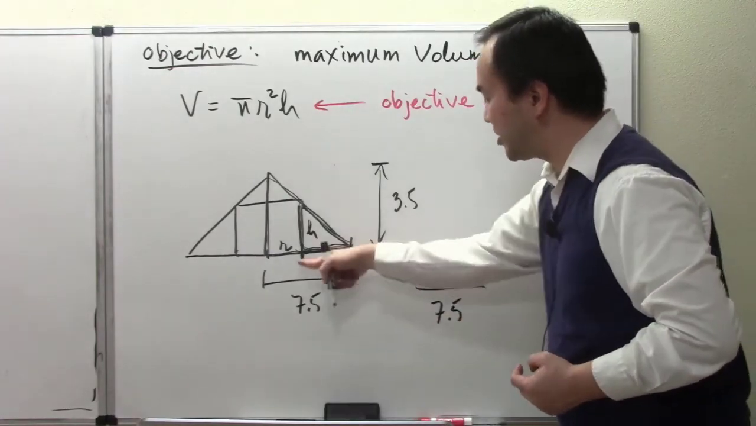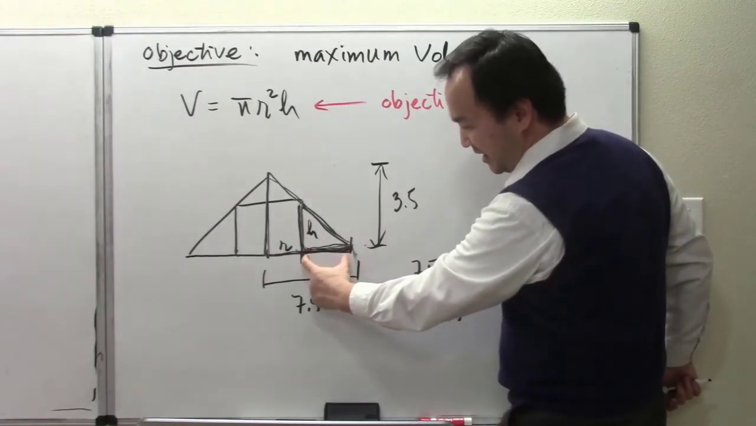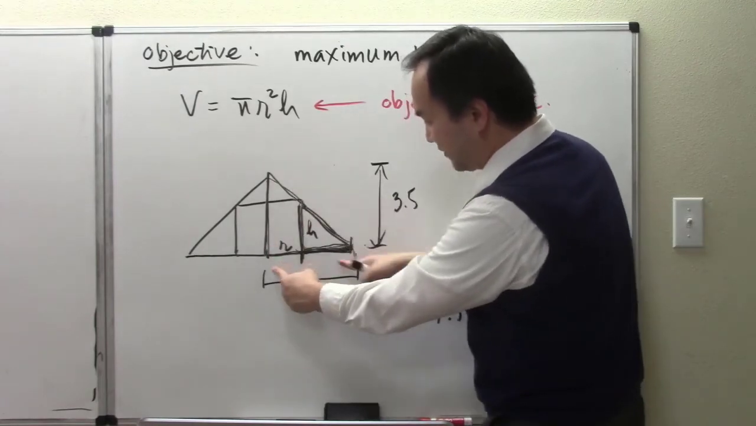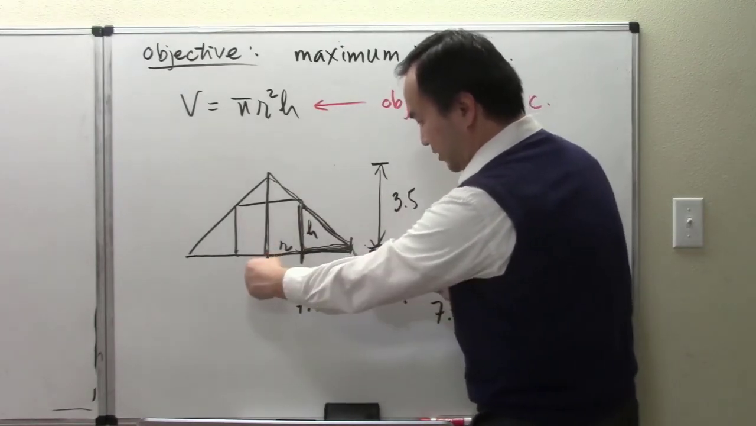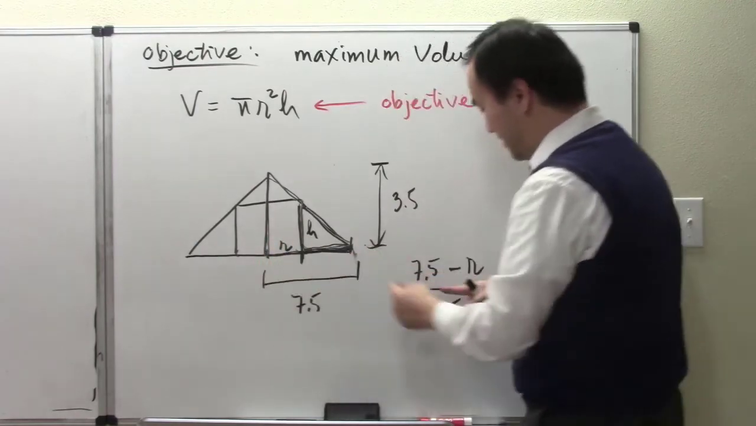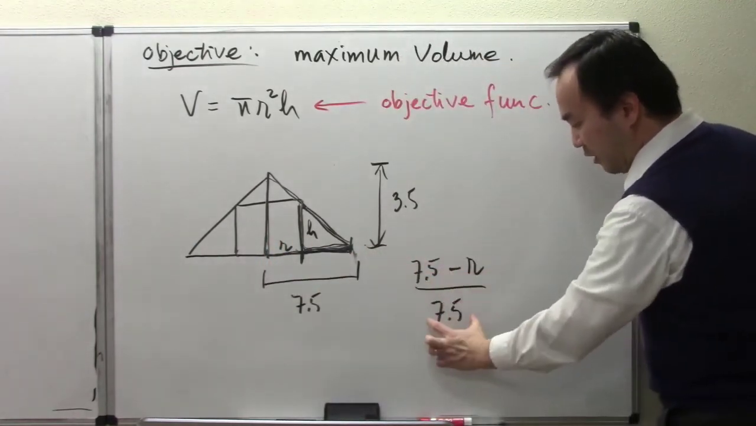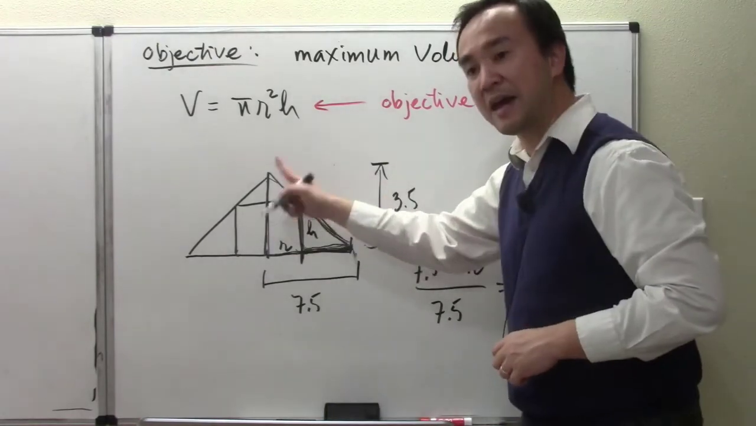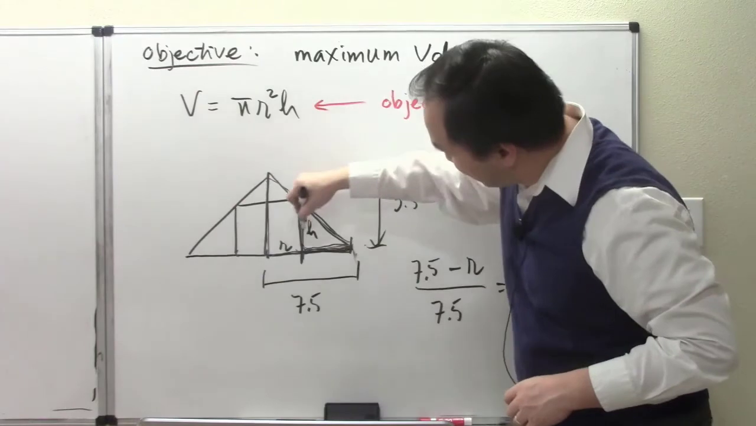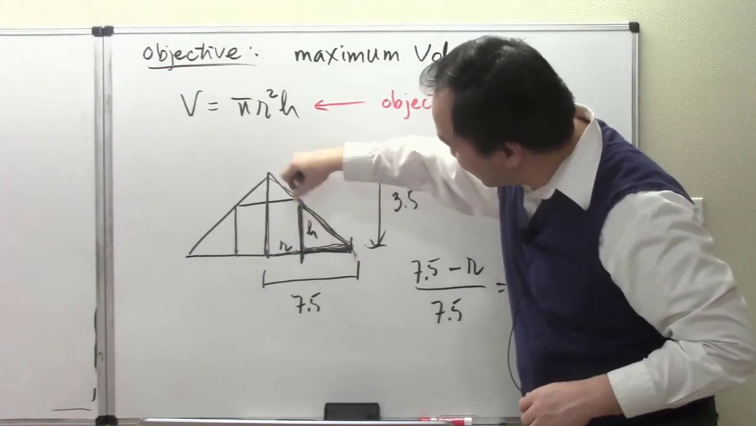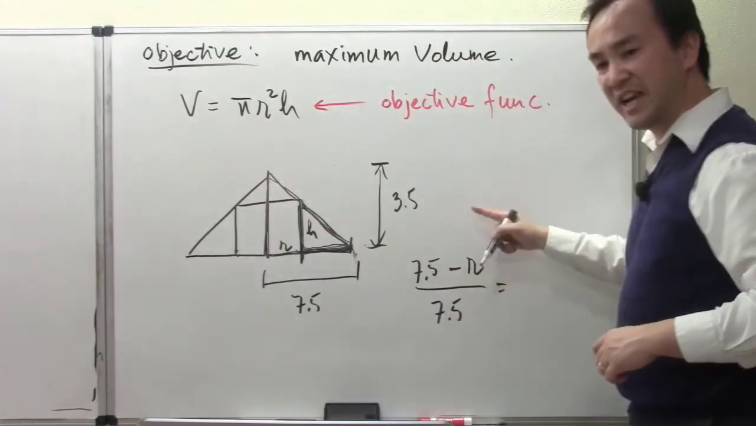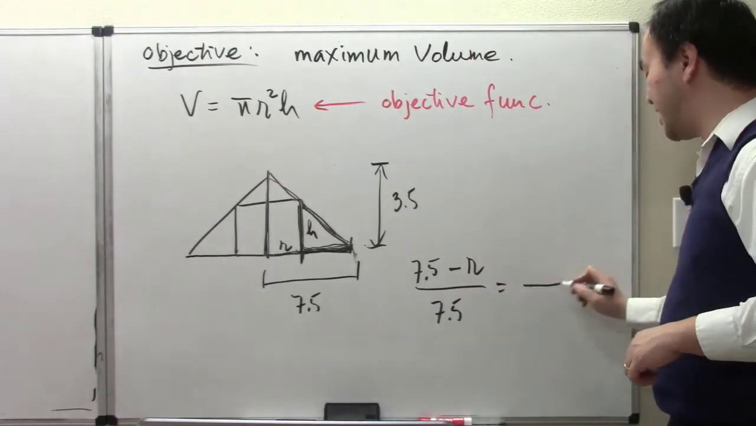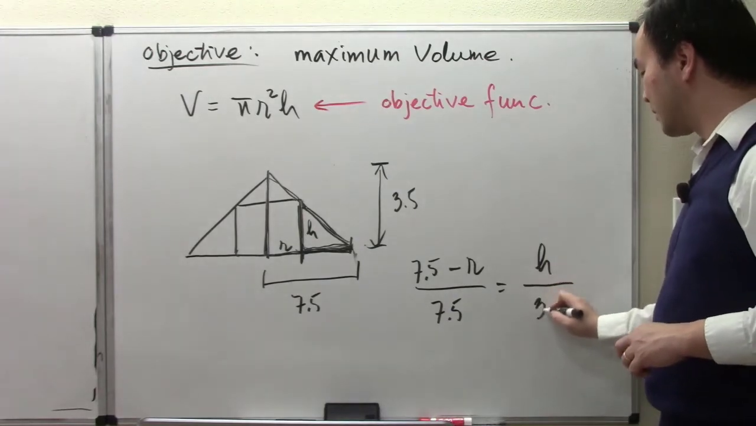Setting that up as a ratio, you can see that this side edge corresponds as two similar triangles, a smaller version and a larger version. So this edge here as a ratio with the longer edge correspondingly. That's why I'm looking at 7.5 minus r over 7.5. That ratio should be equal for the other pairs of corresponding sides. So if we put h over 3.5, it should be the same ratio. So 7.5 minus r over 7.5 is the same ratio as h over 3.5.